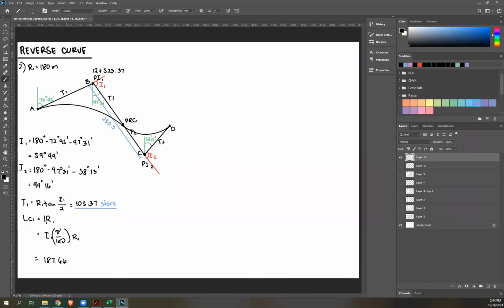187.66. Alright, now next is I need to get LC2. I got I2, right? And now I need to get R2, which I don't have. So just take note, I need this later. So store that. R2. Remember, in our previous examples, one of the ways to get R2 is to figure out tangent 2 first. I got tangent 1.